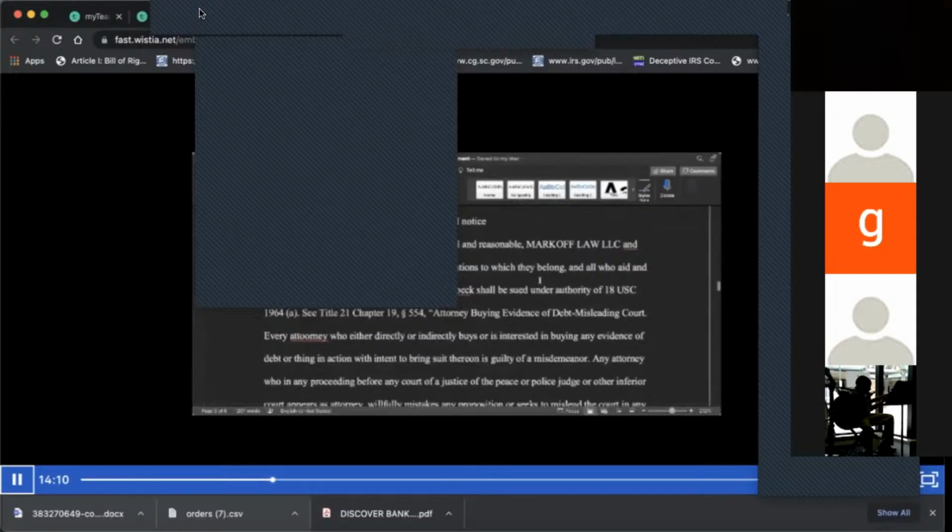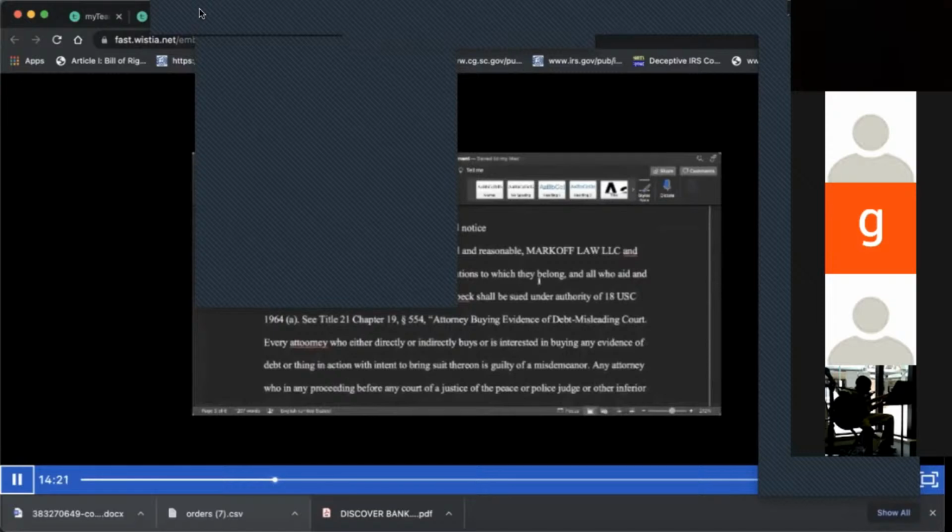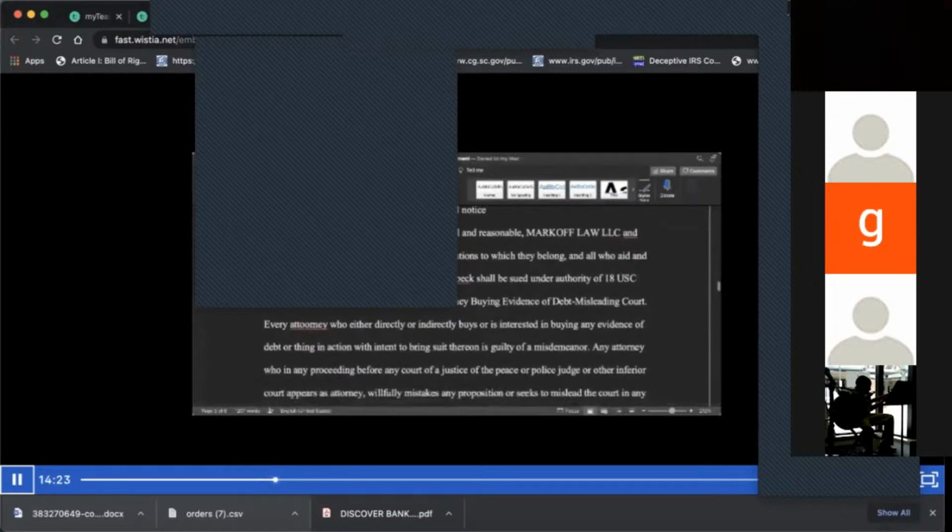Now I use judicial notice, but you ain't gonna see a judicial notice like that on anyone else. They're using that bare bones judicial notice. This here got teeth in it.